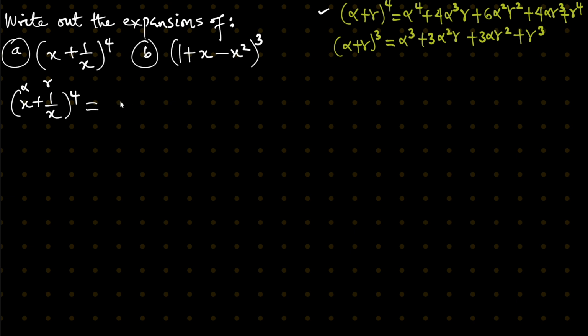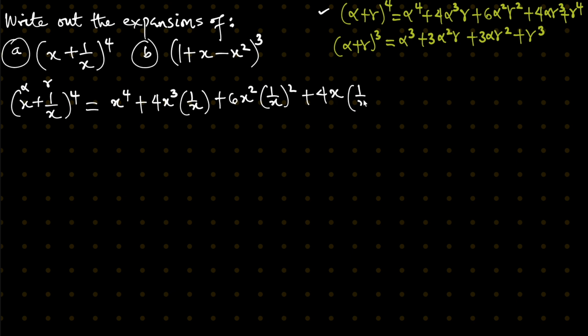So alpha to the power of 4, that is x to the power of 4, then plus 4 alpha to the power of 3 gamma, plus 6 alpha to the power of 2 gamma to the power of 2, plus 4 alpha gamma to the power of 3, plus gamma to the power of 4.